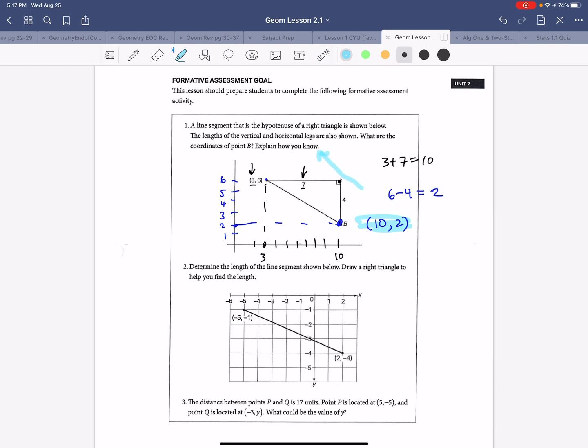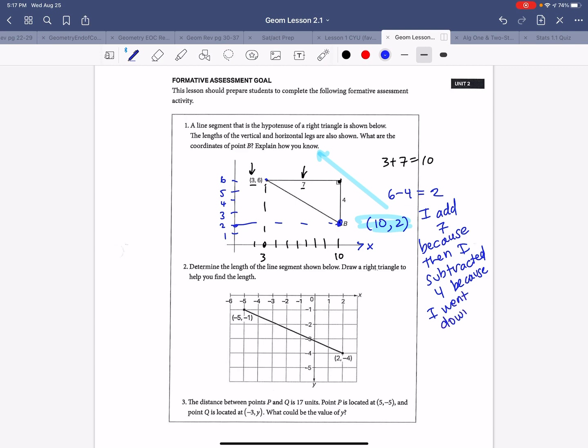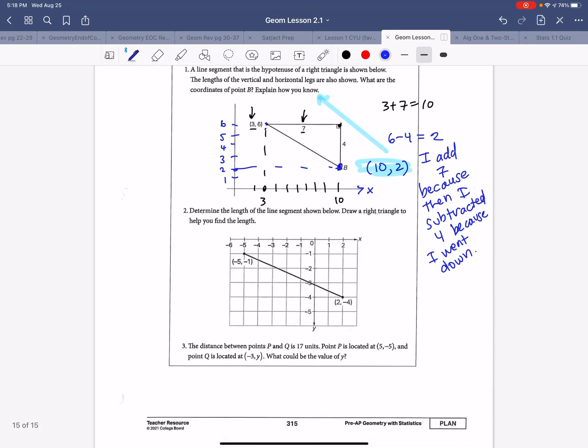Explain how you know. I added 7 because I went right. When we go right in the X value, that's positive. Then I subtracted 4 because I went down. That was my method. Okay, last question, and we'll be done.